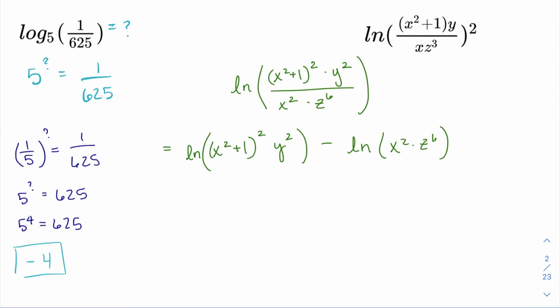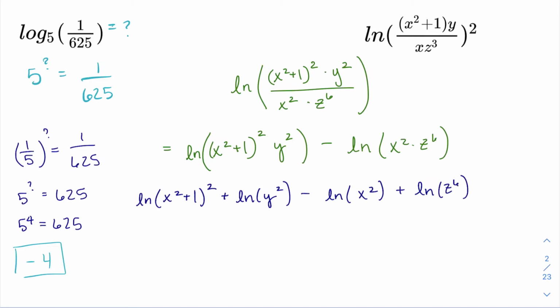Next, I have to use the product rule. And I actually have to use the product rule twice, because if you look here, I have multiplication happening inside of both logs, right? I have (x squared plus 1) squared times y squared. That can be separated to addition. And then I have natural log of x squared times z to the 6. So that's multiplication as well and can be separated to addition between the logs. So I'll take natural log of (x squared plus 1) squared plus natural log of y squared, minus natural log of x squared plus natural log of z to the 6.